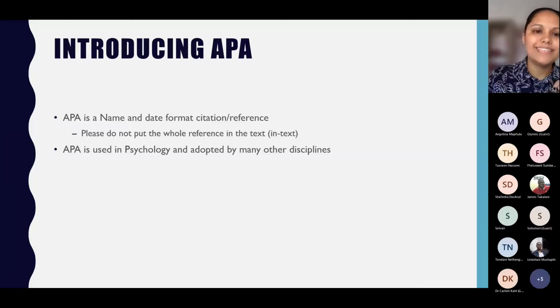APA 7th edition is a name, date, format, citation, or referencing format. What that means is that when you are referencing, you put the name and the date. Most disciplines, in psychology mainly, and many other disciplines, use APA as a referencing tool.